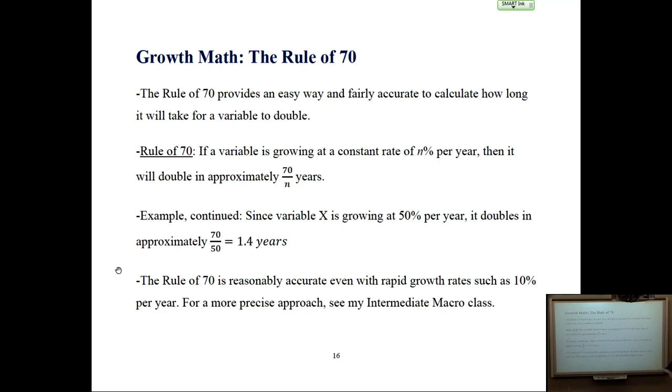Things like the growth rate of population in the U.S. is roughly constant, for example. Also, in some theoretical models, the long-run trend growth rate is constant. The fluctuations around it, of course, are variable, but the trend itself can be a constant. So the Rule of 70 tells us if a variable is growing at a constant rate of n% per year, it's going to double in roughly 70 divided by n years.